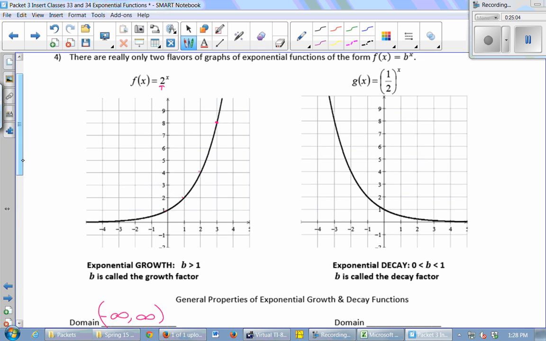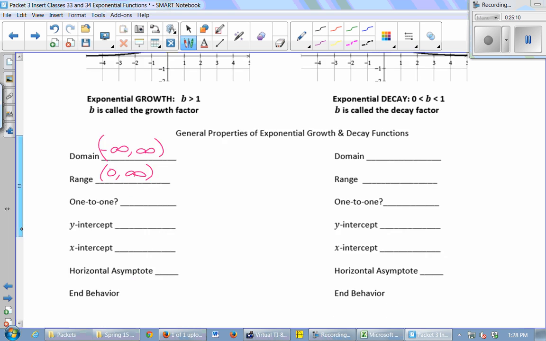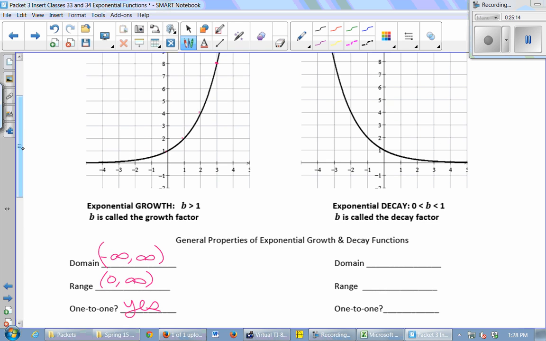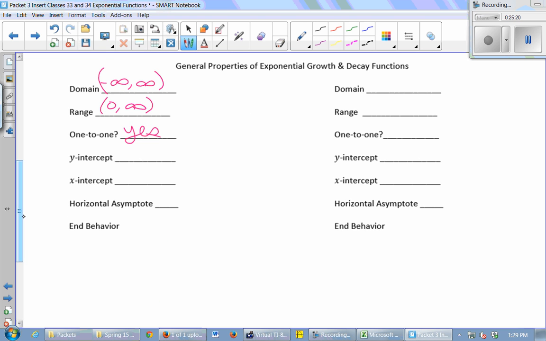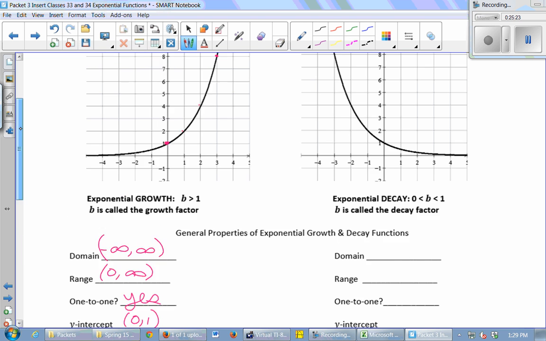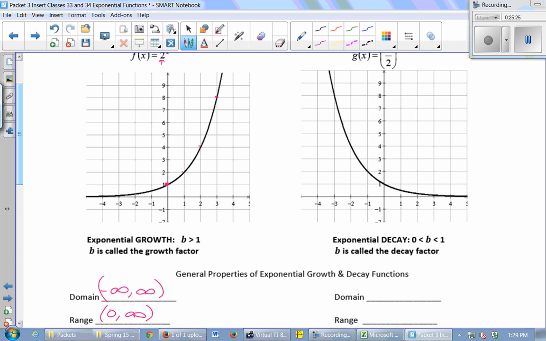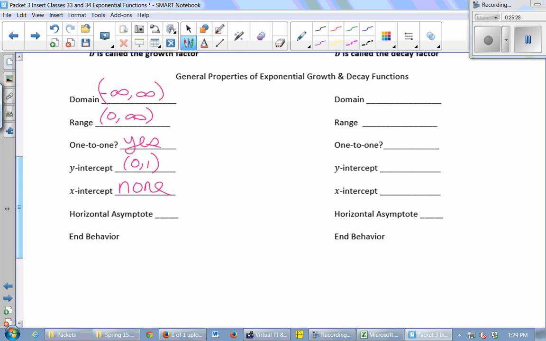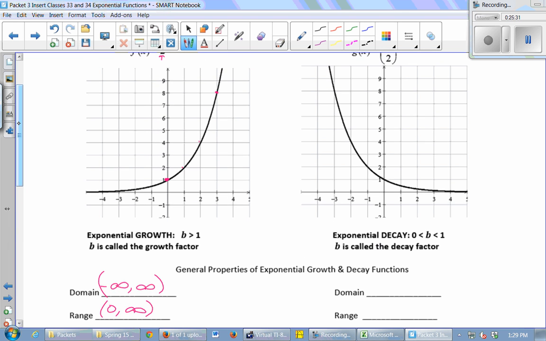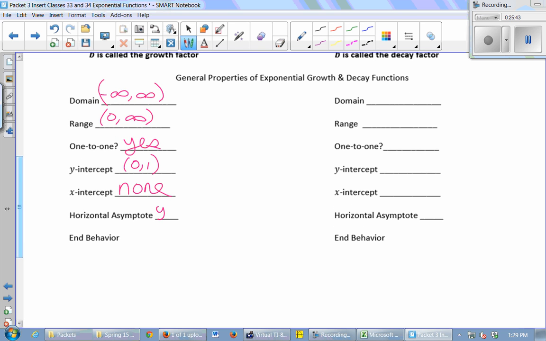Is that a 1-to-1 function? Yes, it passes the horizontal line test. Okay, what is its y-intercept? It's at 1, yep, (0, 1). How about x-intercept? Doesn't have one, yep, it can't get to 0, right? Does it have a horizontal asymptote? Yes, the x-axis. There is a horizontal line that the graph approaches but never touches. So that happens when y equals 0, which is the equation for the x-axis.